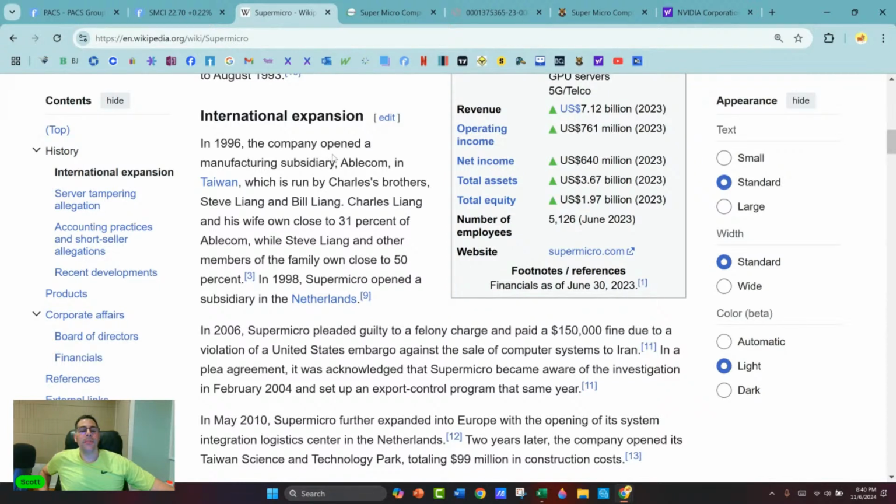So in 96, they opened a manufacturing subsidiary, Abelcom. Abelcom is run by Charles's brothers, Stephen and Bill. So Charles and his wife own 31% of Abelcom, while his brother Steve and others own close to 50%. So it's a family business. But you have to prove that what they're doing is unethical. Like, you can buy from family members, of course. They also opened a subsidiary in Netherlands.